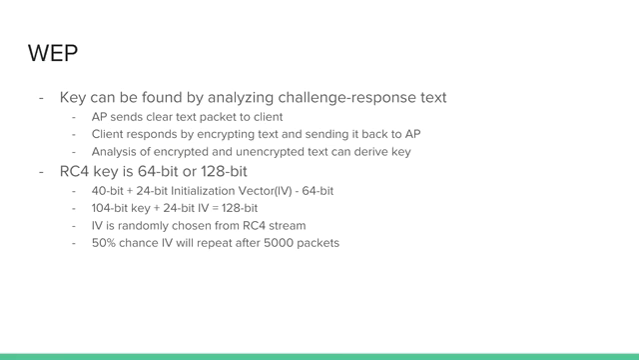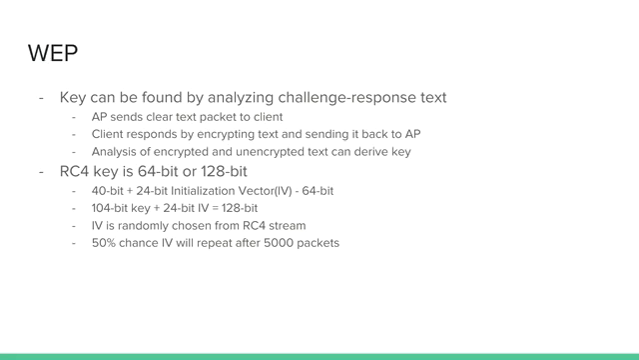The AP verifies that the client has the key by sending a challenge response text, which is a clear text packet sent to the client. The client responds by encrypting that text and sending it back to the AP. And if someone could see that traffic, by analyzing the encrypted and unencrypted text, they can derive the key from that.